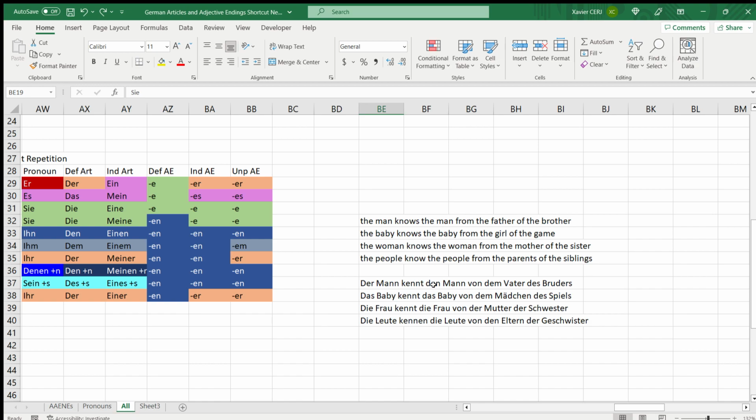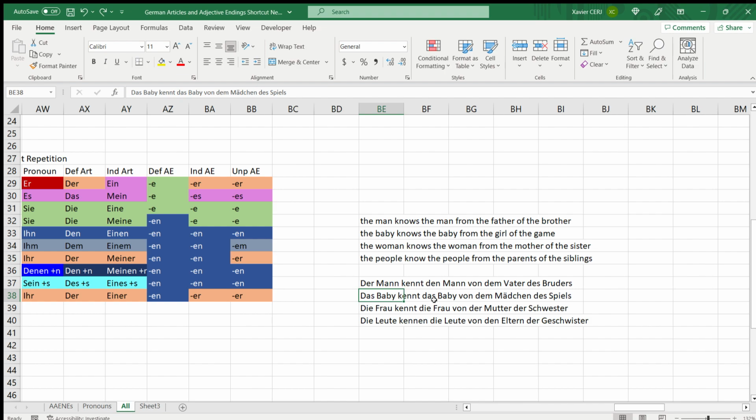Der Mann kennt den Mann. So we have der Mann right here. Kennt den Mann, den, because it's accusative. Von dem, I could write vom, right? Vom is a word, but I did von dem Vater des Bruders. So as you can see here, these are all masculine, but because of the cases, we have der Mann kennt den Mann von dem Vater des Bruders.